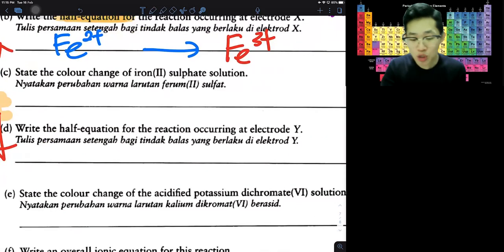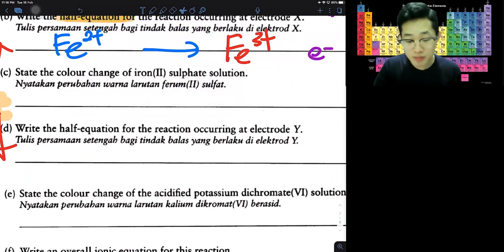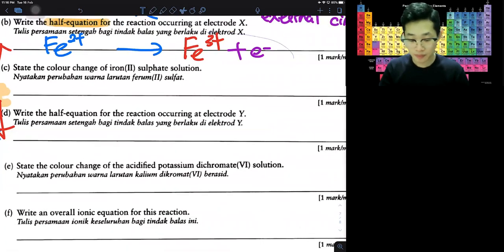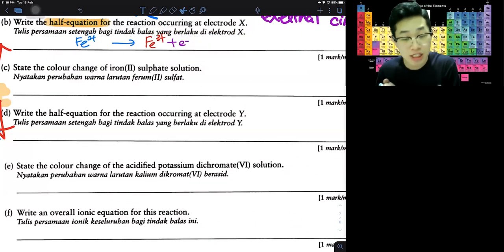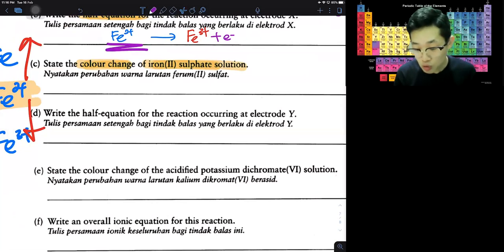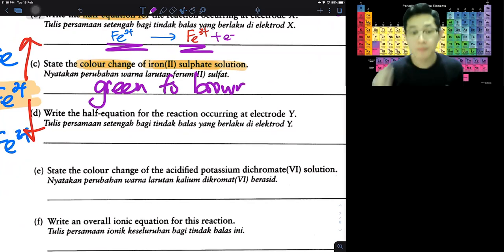Same method. Where do you put the electron? Of course, the side that comes with more positive charge. Fe3 plus. Just like that. Simple. Fe2 plus to Fe3 plus, because it is oxidation. Must be Fe3 plus. Color change of iron 2 sulfate solution, you see? Yes, 2 to 3. If you learn about salt, you should know the color change. Green to brown. Because 2 to 3, so green to brown.